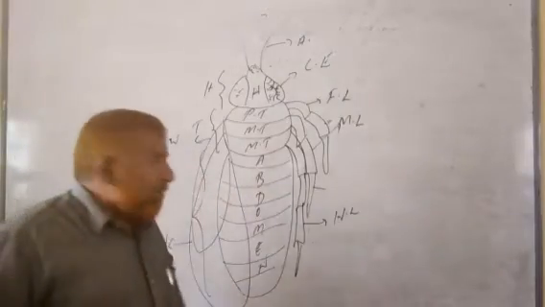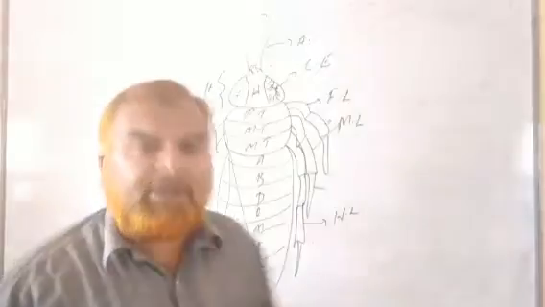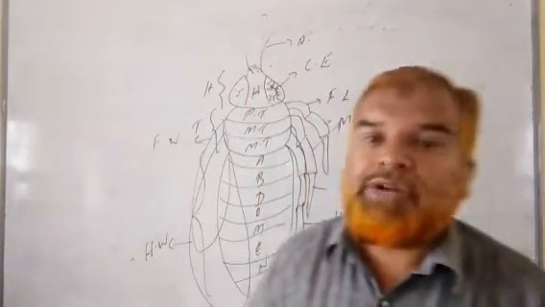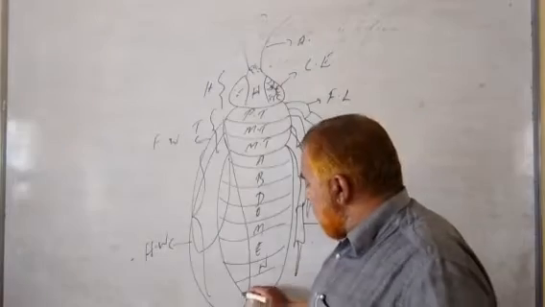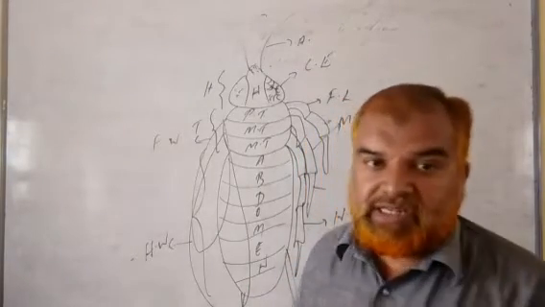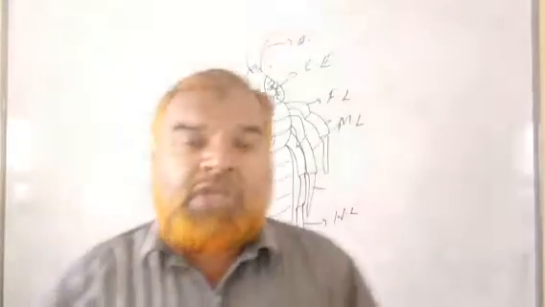Clear? Wings. So these are the abdomens. General morphology we are talking about. The body is covered by a protein called chitin. Here anal cirri arise from the 9th segment. So this is general morphology.